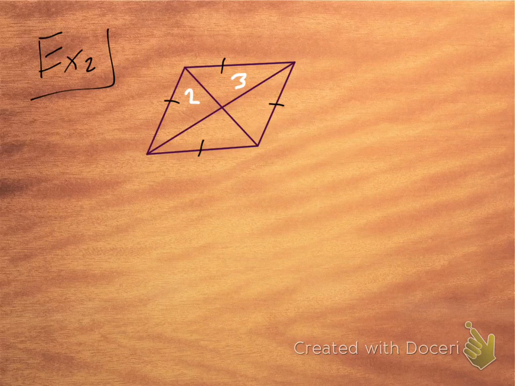So example 2. Again, you should realize that this is a rhombus, because all 4 sides are congruent. So it's telling us that this side length here is 2. And it's also telling us that this side length here is 3. Okay, if you're unsure about the labeling. So again, remember now, the area is 1/2 d1 d2. 1/2 the product of my diagonals.